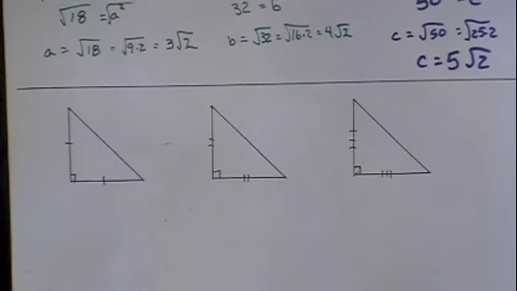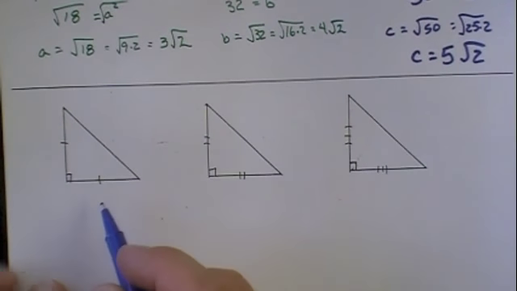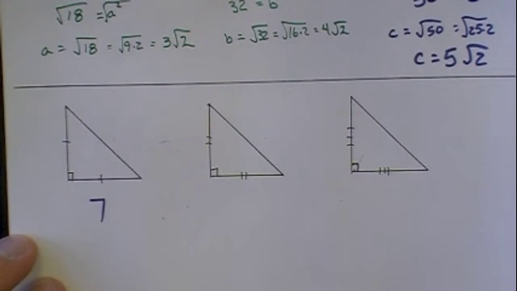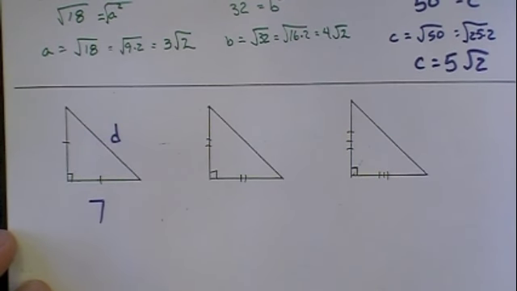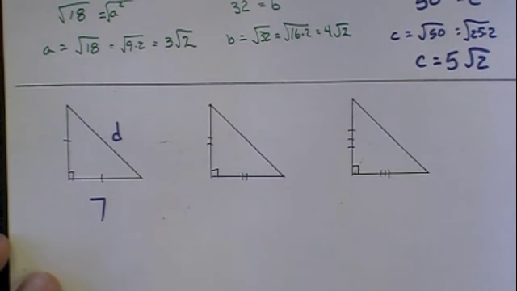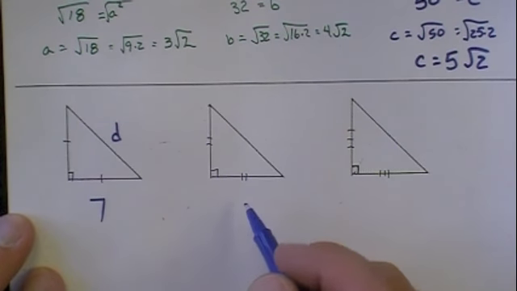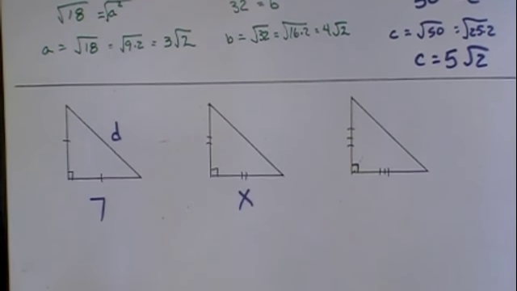So if we have an isosceles right triangle and the leg is 7, how could we find the hypotenuse? Do we need to use the Pythagorean theorem every time, or can we use a shortcut? Or what if we just say that the leg is x? What would the hypotenuse be then?